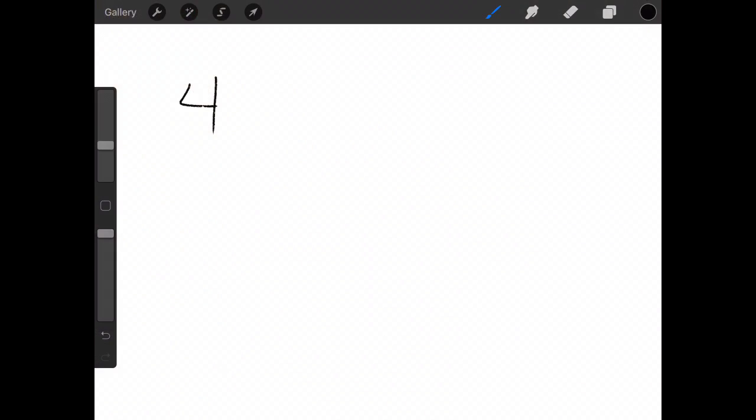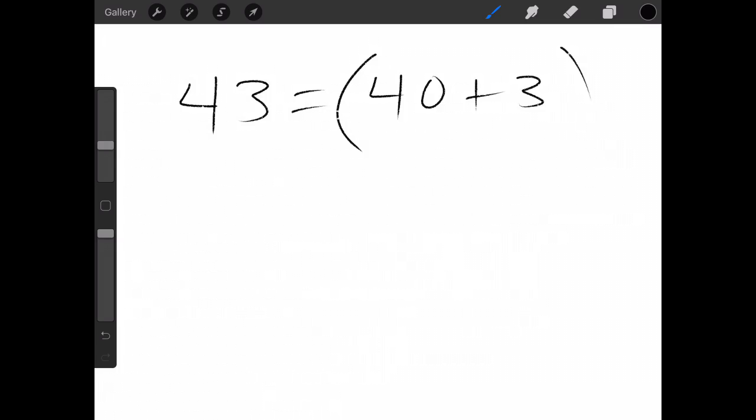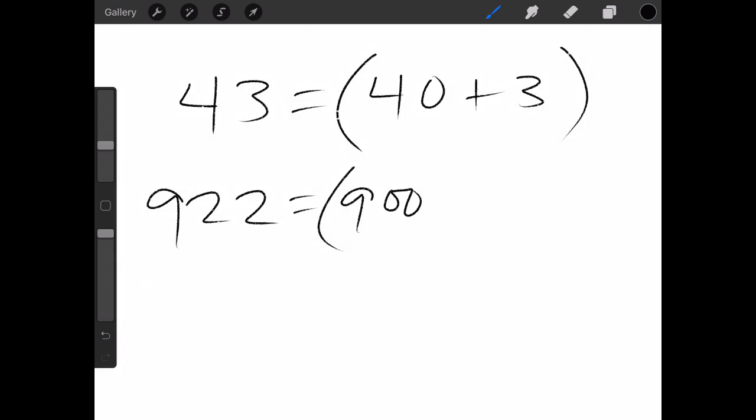The first thing we need to remember in order to use the expanded algorithm for multiplication is we need to know our expanded form. The expanded form of a number is just a number written out as the sum of its place values. In other words, we break it apart into each of its places. So a number like 43 is the same as 40 plus 3. Or a number like 922 is the same as 900 plus 20 plus 2. I think you guys have the idea.